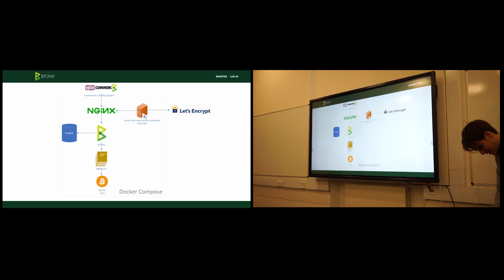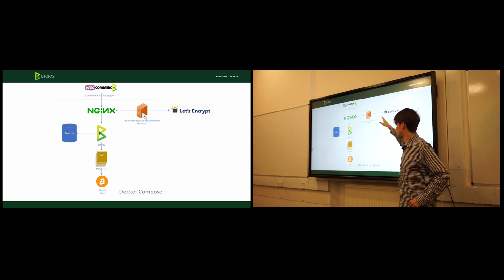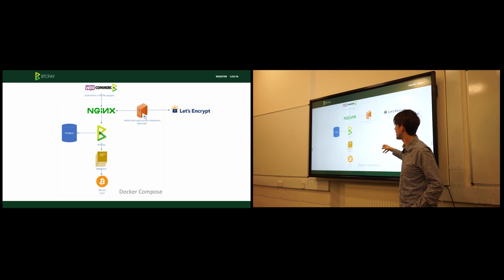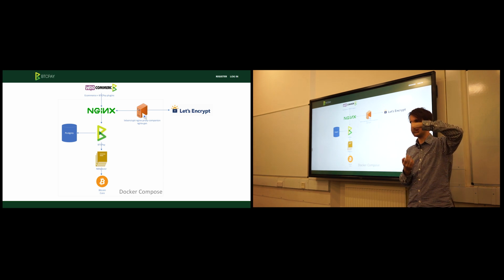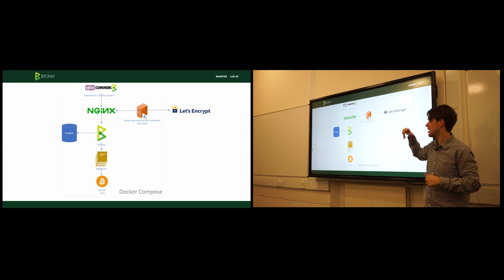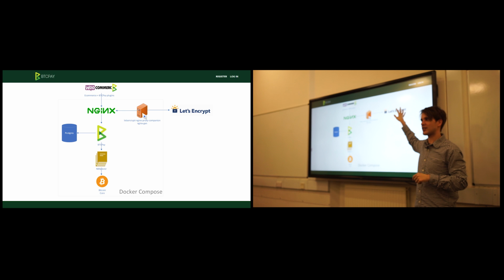So the WooCommerce is outside of the install, but it installed everything that is in this box from Docker Compose. It installed an Nginx server, a reverse proxy, so it's the server that is handling HTTPS. It connects Nginx to Let's Encrypt, so you can have a free certificate set up directly.